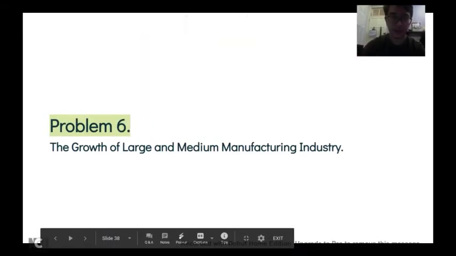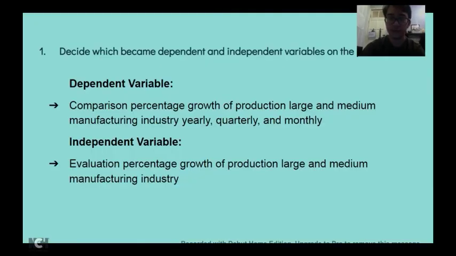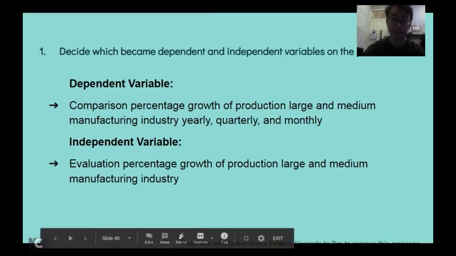Problem number 6 is about the growth of the large and medium manufacturing industry. The problem is about the growth of production of the large and medium manufacturing industry from year to year, quarter to quarter and month to month. We determine the dependent and independent variables in this problem: the dependent variable is the comparison percentage growth of production of the large and medium manufacturing industry yearly, quarterly, and monthly, while the independent variable is the evaluation percentage growth of production of the large and medium manufacturing industry.